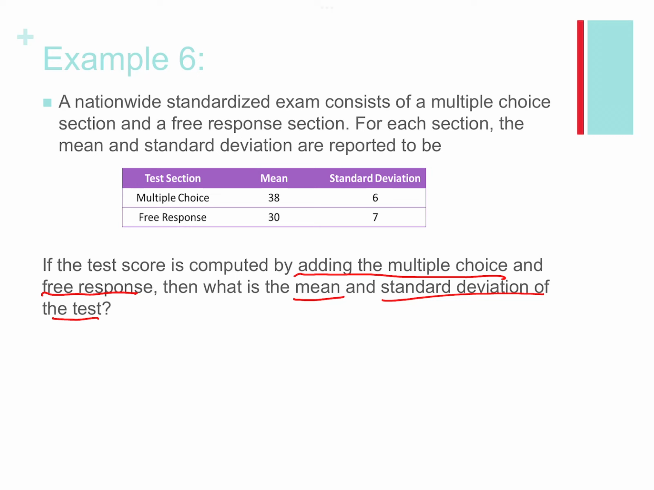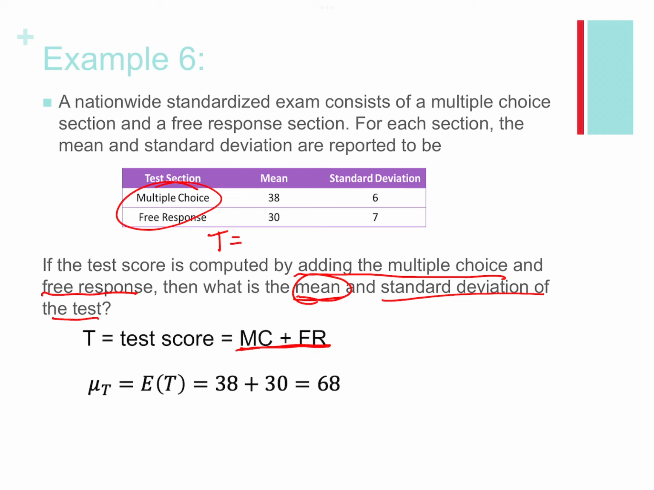So think about it. Our new random variable, I'm going to let be T for our test score, right? And our test score is by adding these two things together. So basically, my test score is adding the multiple choice plus the free response. So I'm adding two random variables together. So to find the mean when I'm adding two random variables, that simply means that I add the means together. So my mean would be 68.